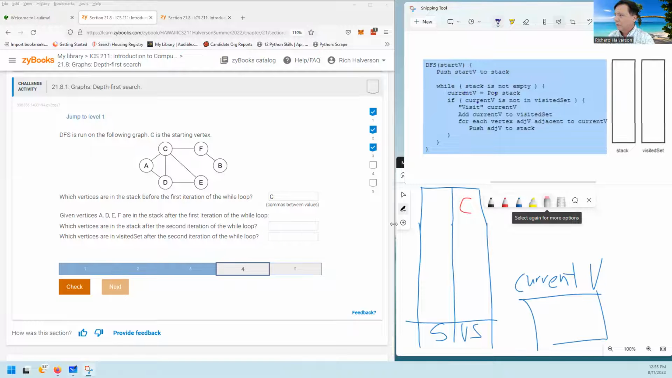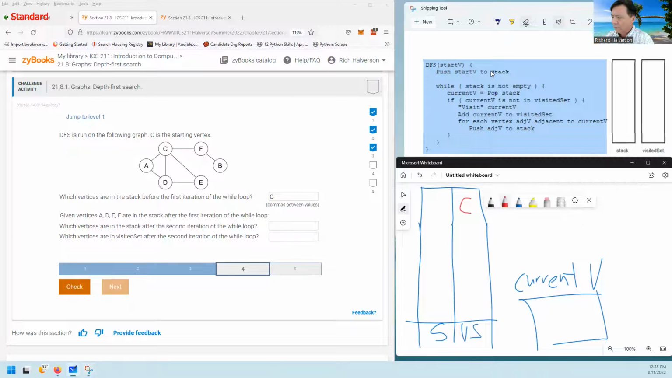We pop it. So anyway, C is gone, but instead we have A, D, E, and F. Those are all added to the stack because they're all adjacent to C, and C just got processed.